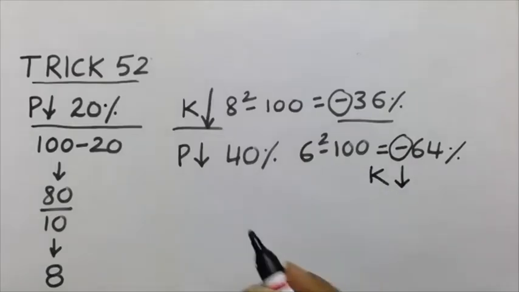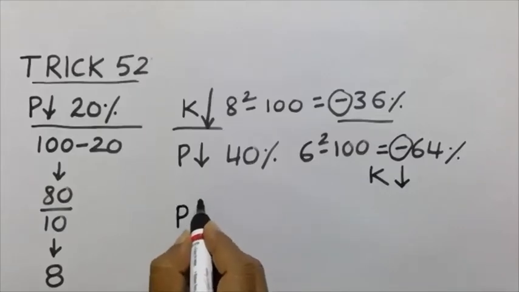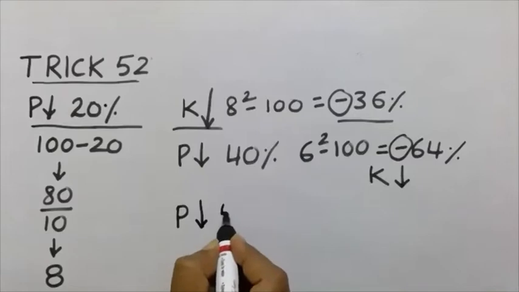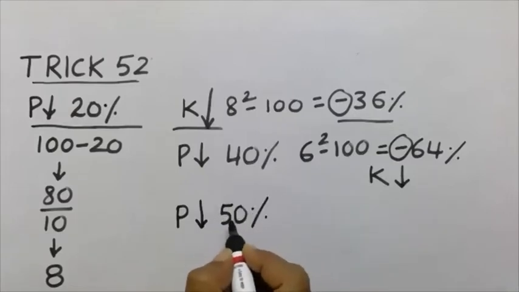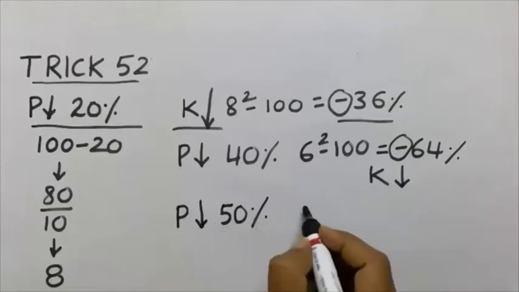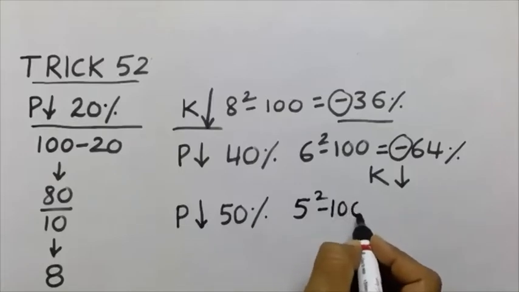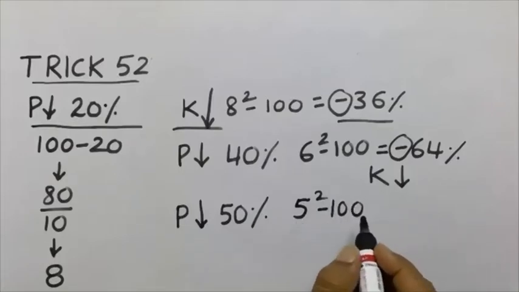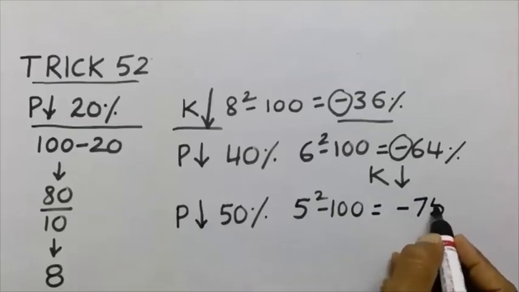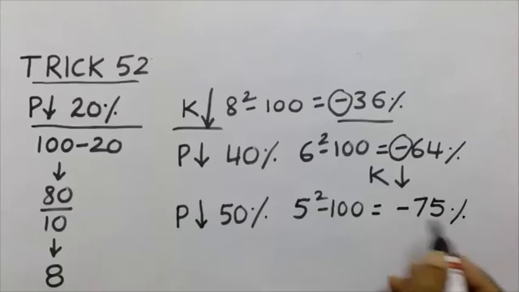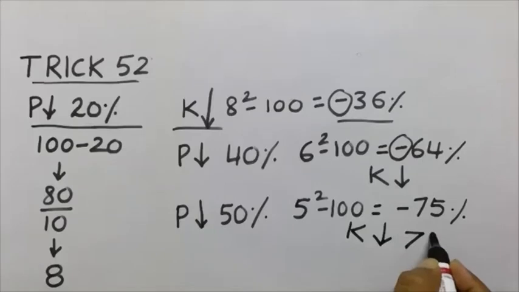Now, let us go with one more example. If at all momentum P decreases by 50%, then what to do? Subtract this from 100. What will you get? 5. 5 square minus 100. 5 square is 25, minus 100 is minus 75. So what does it mean? The kinetic energy decreases by 75%.